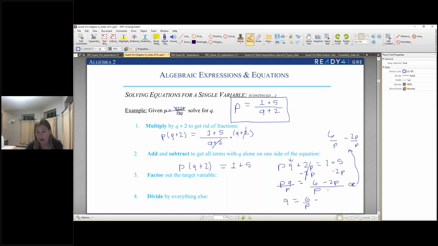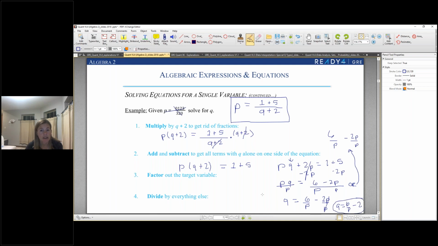You can either put one big P on the denominator here, or you can split it up into two fractions. So with 6 over P minus 2 over P, you can rewrite the P if you want to or not. It means the same thing. So I'm going to split them up, and I'm going to say it's equivalent to 6 over P minus 2P over P. So again, I've split up the P. But now the P's cancel. So now I get Q is equal to 6 over P minus 2. And that would be my answer.